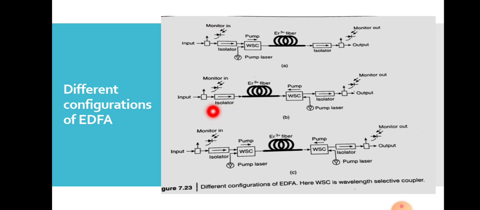And the next case is the counter directional pumping. Here this configuration uses the same structure as that. It uses the erbium doped fiber amplifier, a dichroic coupler used to couple the input and the pump signal, and also an isolator at the input and output side in order to prevent back reflections. Also input and output are monitored by using tap couplers.